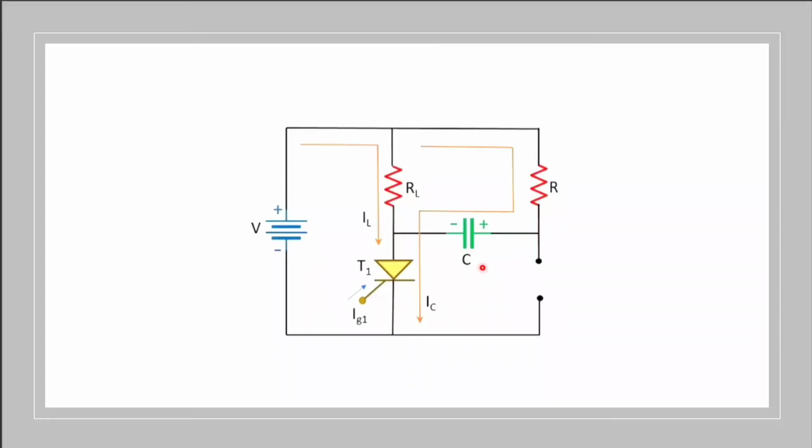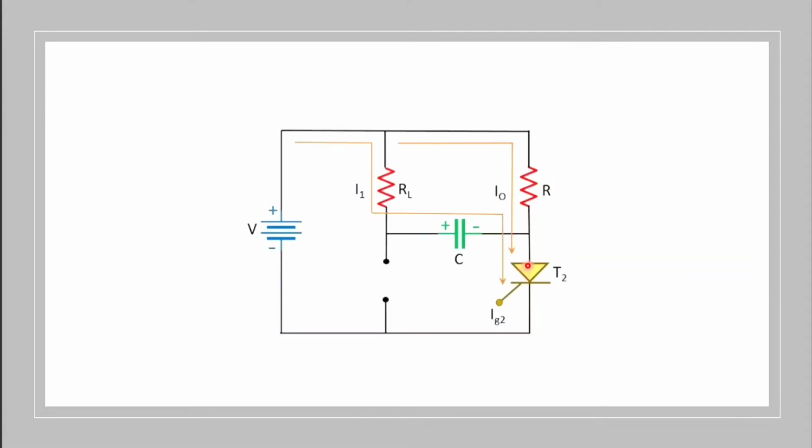When SCR2 is triggered by applying a gate pulse, it is turned on. As a result, the negative polarity of the capacitor is applied across the anode of the main SCR, and the positive polarity is applied to the cathode of SCR2, which is the auxiliary SCR. This causes a reverse bias across the main SCR, hence it turns off. Now the capacitor charges through the load, and the path is VDC plus, RL, C plus, C minus, SCR2 and VDC minus. The polarity of the capacitor is now reversed.